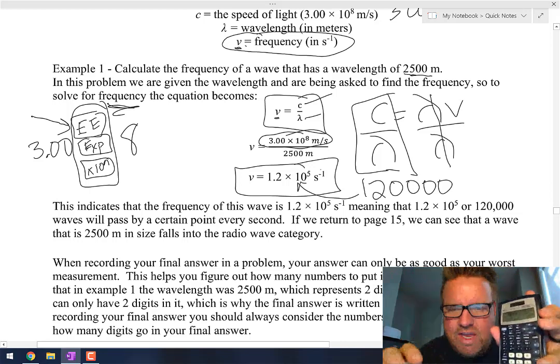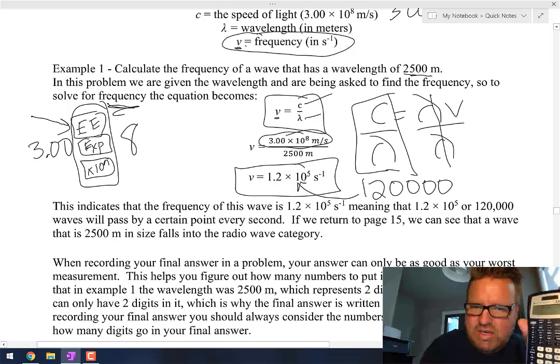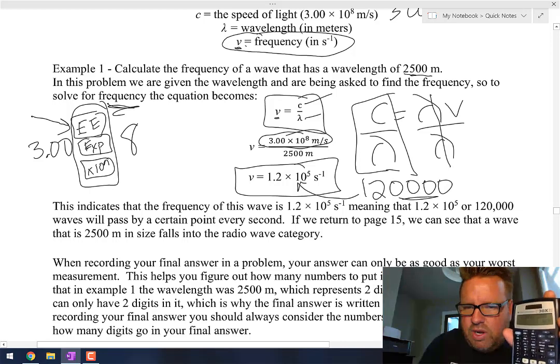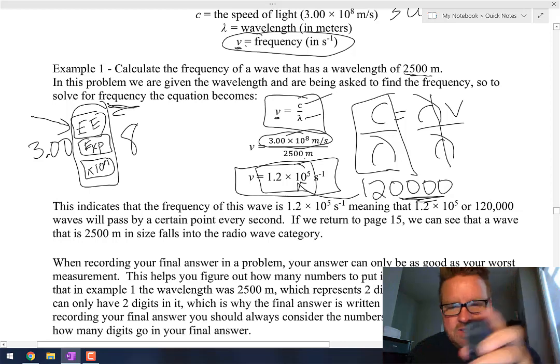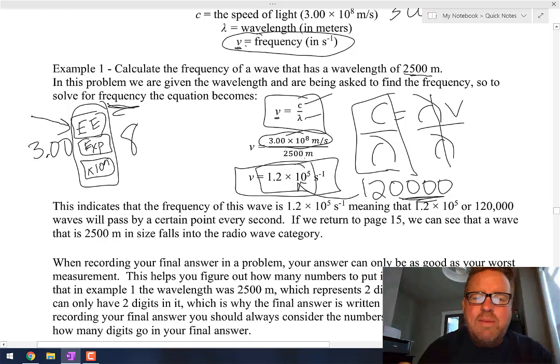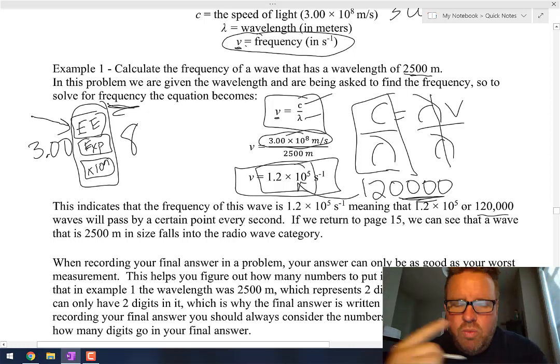That is the same thing as 1.2 times 10 to the 5th. If you haven't used scientific notation before, that's just an easy way to go about it, instead of putting all those zeros there. 1.2 times 10 to the 5th is the same thing. Now, what does that mean? It means that 120,000 waves would pass by that point every second.